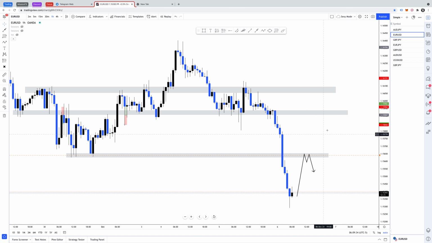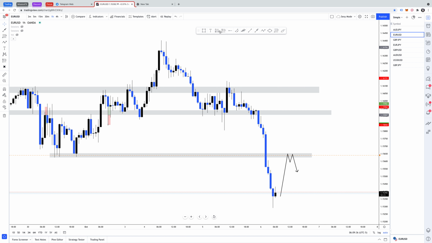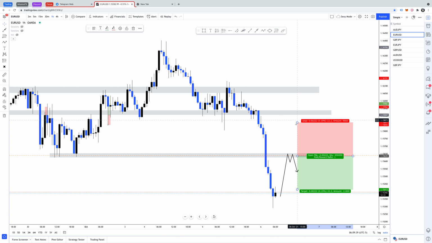I'm just waiting for price to pop back up, show some rejection, then I'll look to take a sell off this. Something like this right here. You can target the previous low.